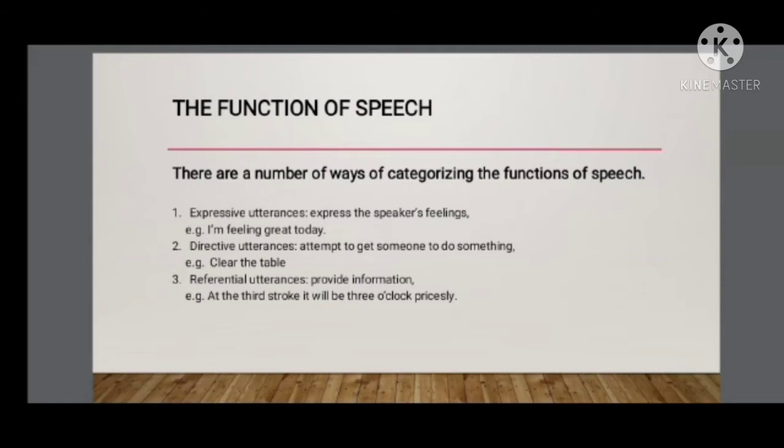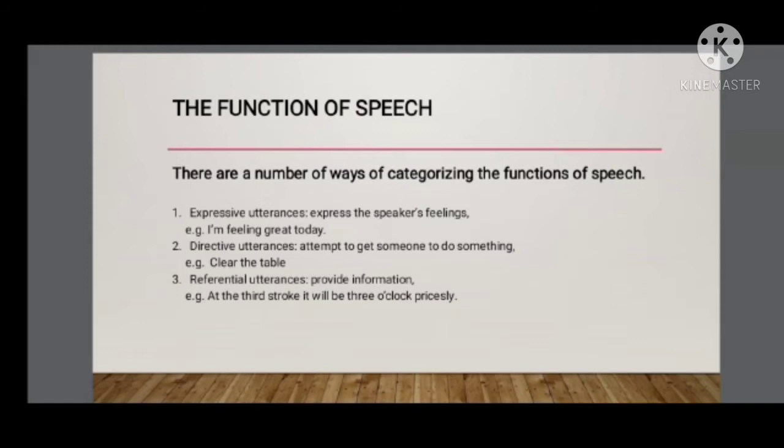The first is expressive. Expressive utterances express the speaker's feelings. These functions serve as the declaration of the speaker's ambience. It is used to express personal feelings, thoughts, ideas, and opinions. For example, I'm feeling great today. Another example, when someone is asked about their feelings after an exam: I feel horrible. I don't know what I didn't know about the exam.